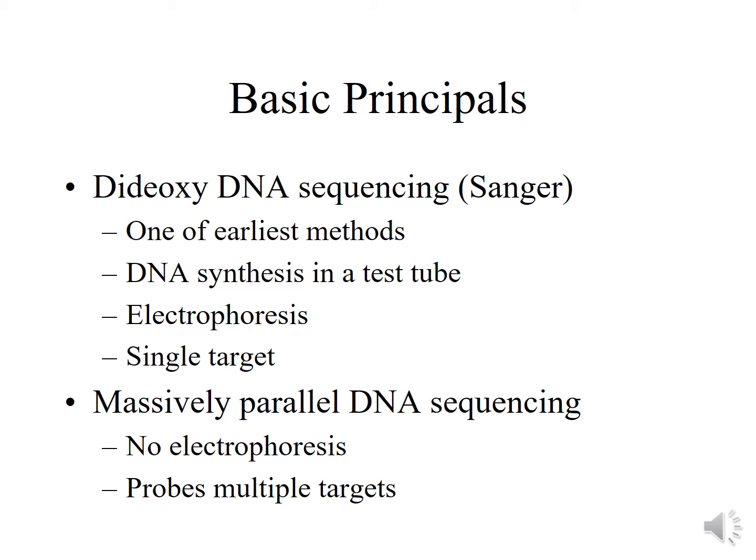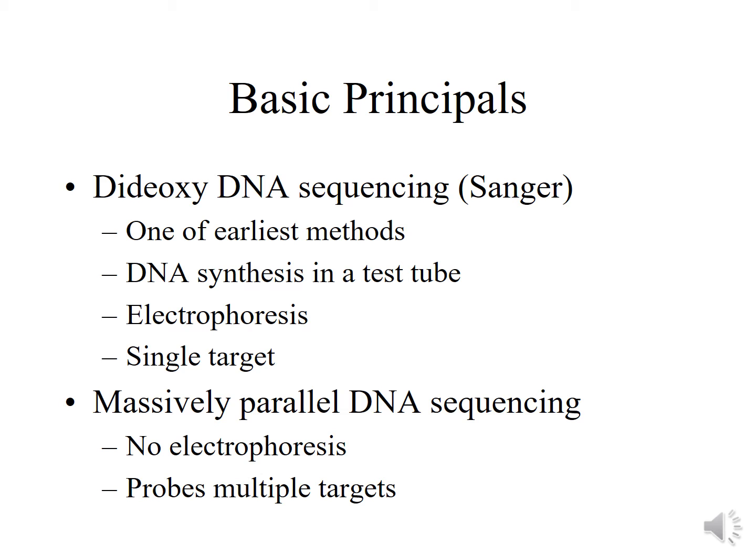Although it does have a limitation in that it is a single target directed type of DNA sequencing. So one cannot in parallel sequence different types of DNA simultaneously. It also relies on electrophoresis, either in slab gel or capillary gel, and it does involve essentially DNA synthesis in a test tube, and these different DNA synthesized fragments are separated according to size using electrophoresis.